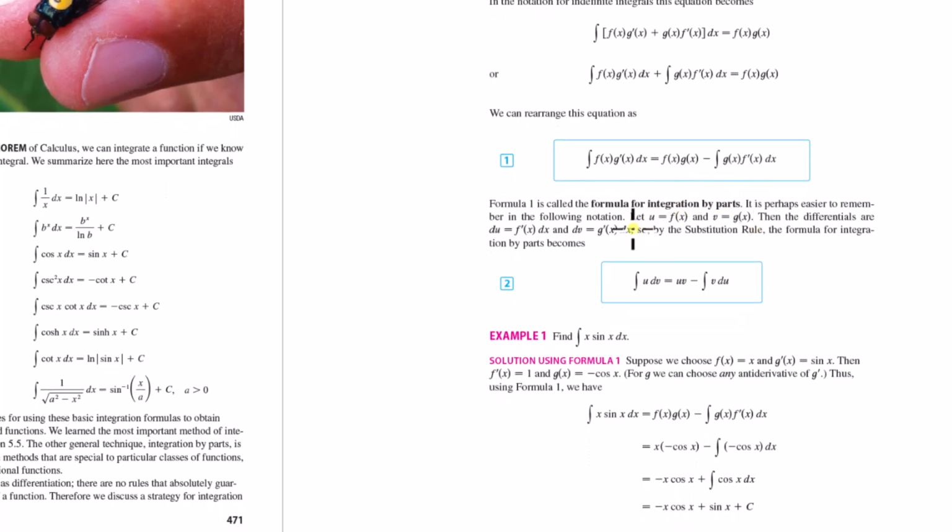So if you let u equal f of x and v equal g of x, so here's f of x, here's g of x. Well, this is g prime of x. If you let u equal f of x and v equal g of x, then the differentials, so we're working with differentials like we did with the substitution method.